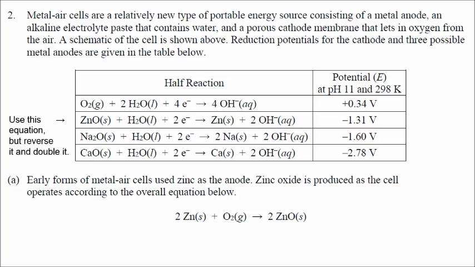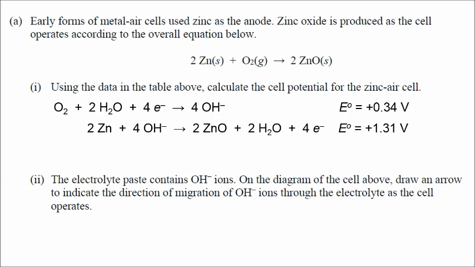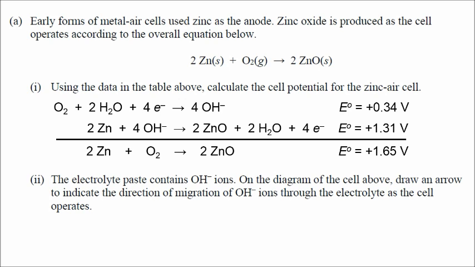So our first question is going to be involving the cell potential. Let's use the zinc oxide, but reverse it and double it to get that zinc oxide, ZnO, on the right with a coefficient of 2. Let's use this equation as is so we can get oxygen on the left. So if we add those 2 equations together, we get 0.34 volts and positive 1.31 volts. The electrons cancel out, and we have the overall reaction that gives us a cell potential of 1.65 volts.